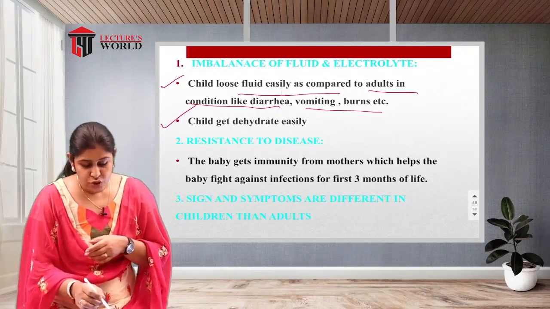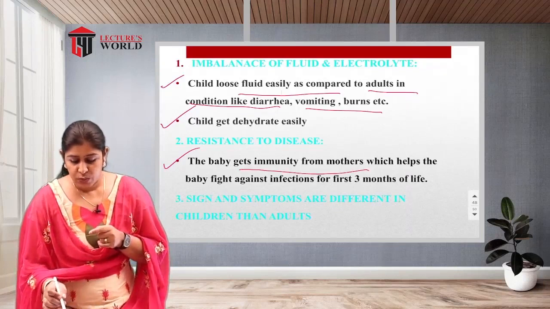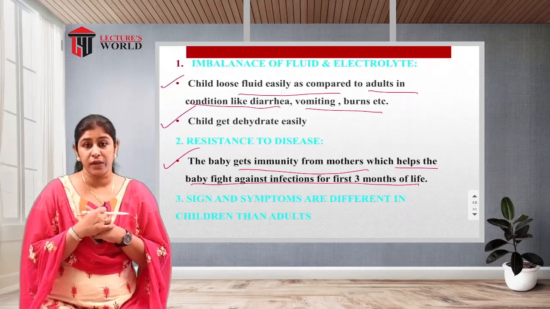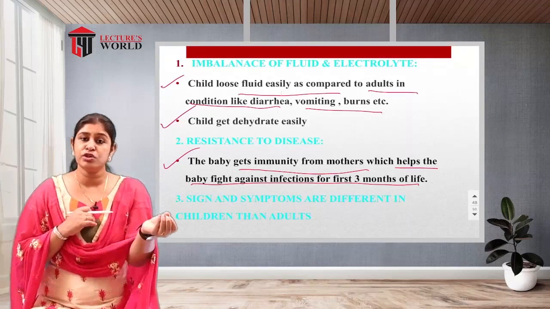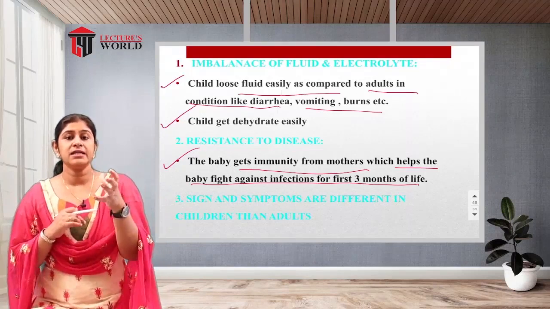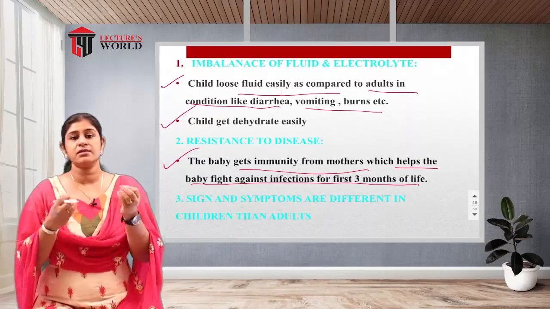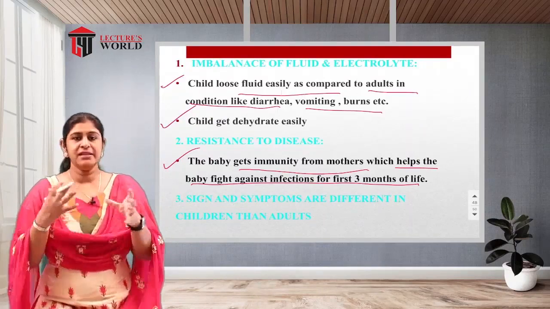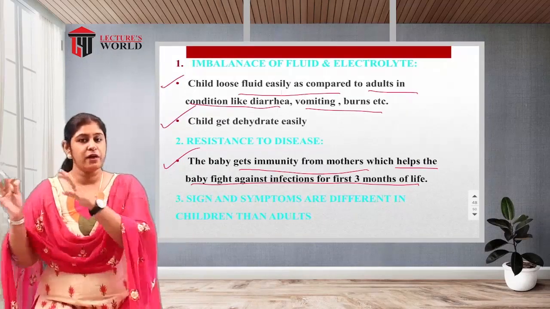Second is resistance to diseases, in which the baby gets immunity from the mother, which helps the baby fight against infections for the first 3 months of life. How do they get the immunity from the mother? Because they get breastfeeding from the mother's milk. If the mother is immune, she gives the immunity to the baby also. In this way, the baby can fight against various infectious diseases for the first 3 months.